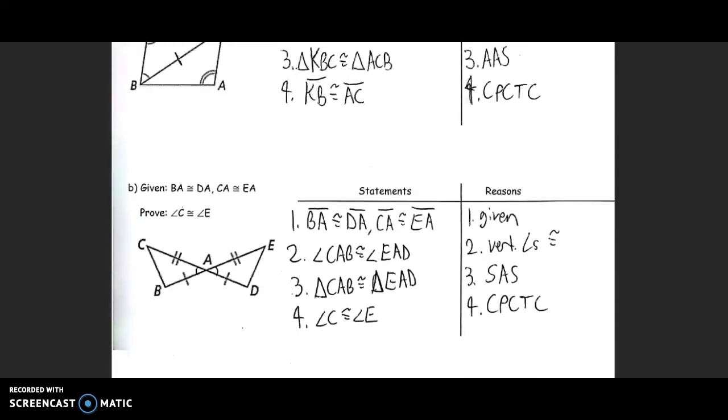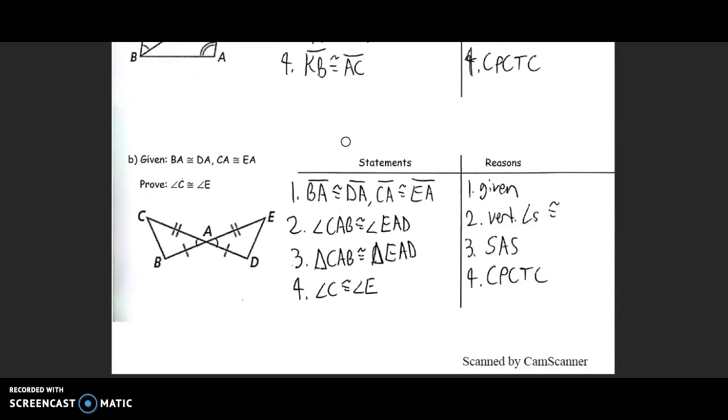So trying that again on another proof. And this one again, we start with a lot of information. BA and DA are congruent. CA and EA are congruent, so we've labeled those 2 pairs of sides congruent. And again, we don't want to prove the triangles are congruent. We want to take that a step further and say that 2 corresponding parts, angle C and angle E, should be shown to be congruent instead.